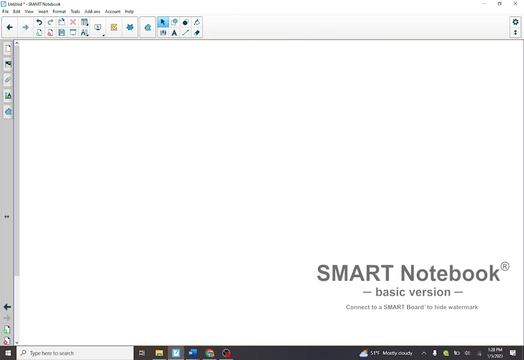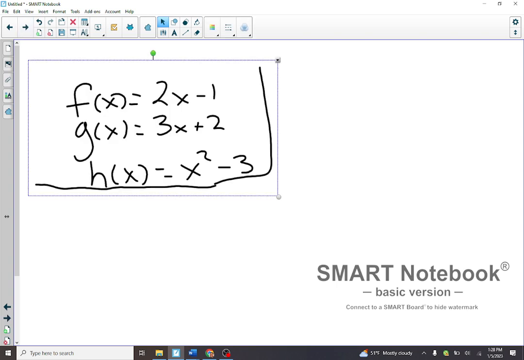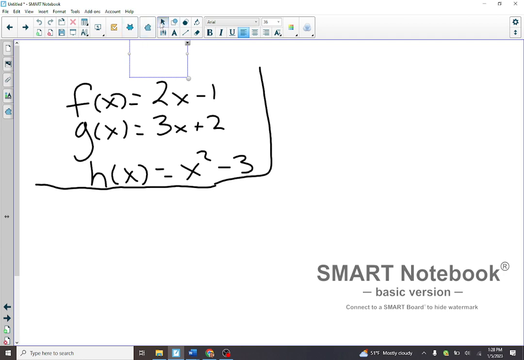Using the same F, G, and H, let's do our next problem.